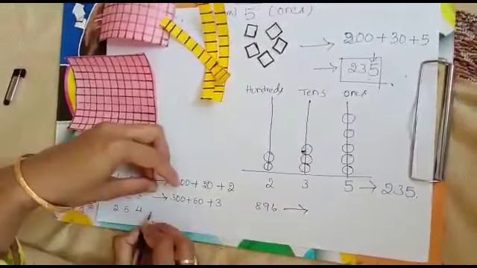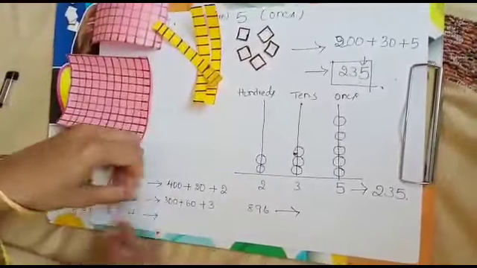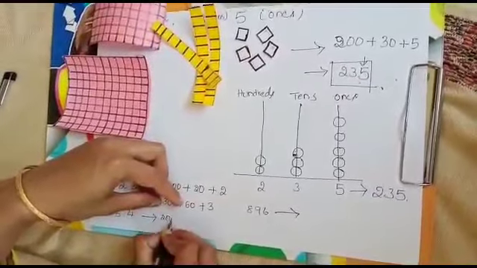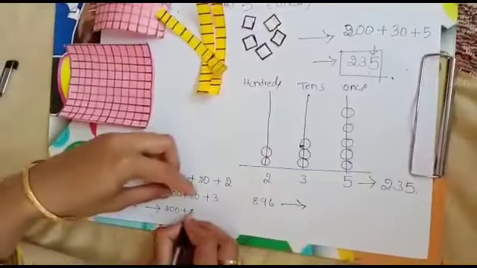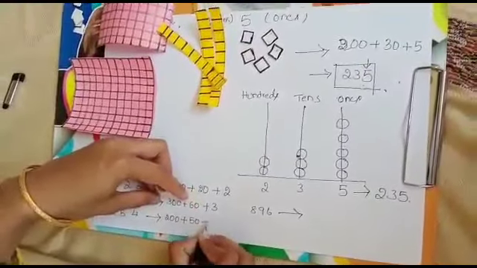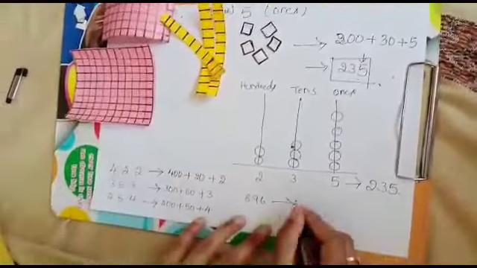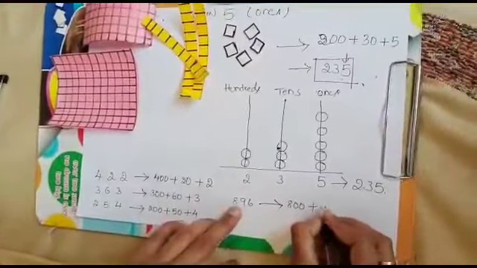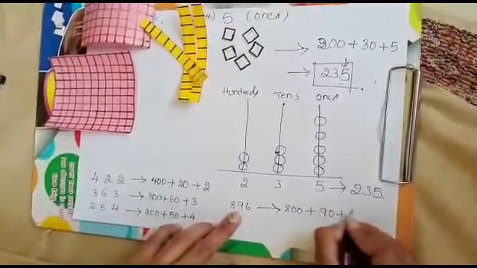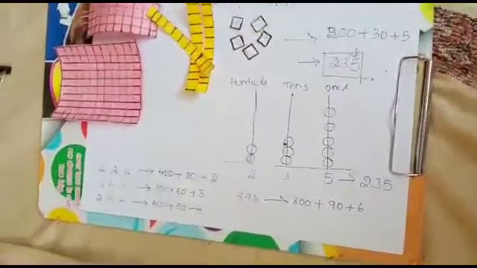Now for 254, 2 is in which place? Hundreds place. 200 plus, 5 is in the tens place, plus 50 plus 4. Now once more, 800 plus, 9 is in the tens place, 90 plus 6. So children, did you get this?